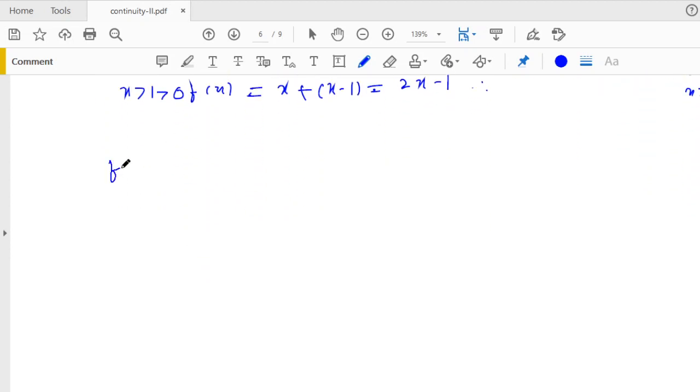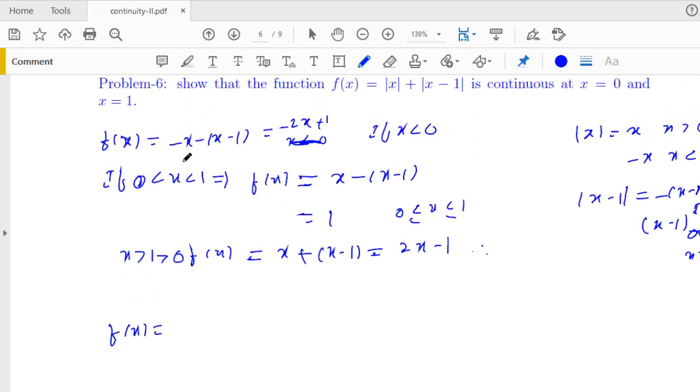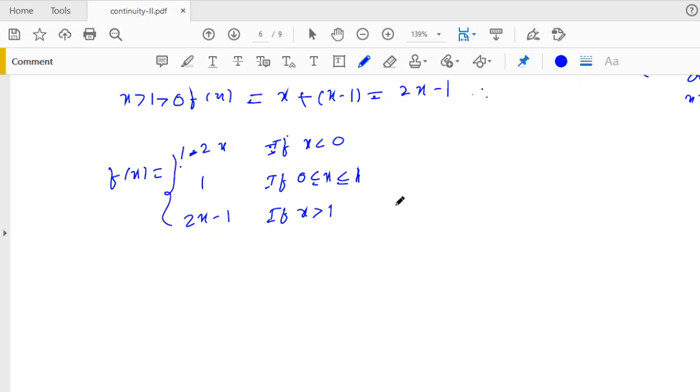Therefore the function values f of x equal to 1 minus 2x if x is less than 0, equal to 1 if 0 is less than or equal to x is less than or equal to 1, and equal to 2x minus 1 if x is greater than 1. Okay, now check the continuity at x equal to 0 and x equal to 1.